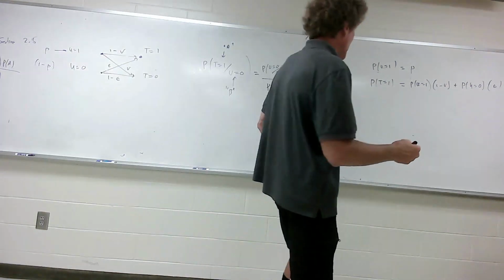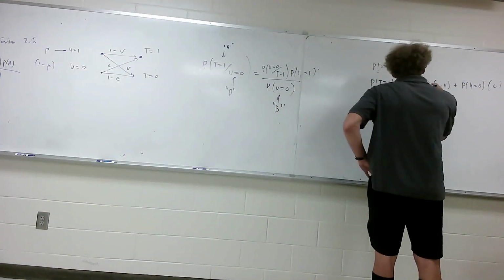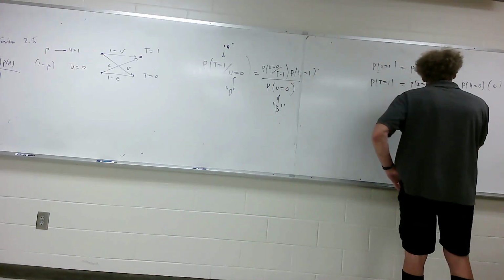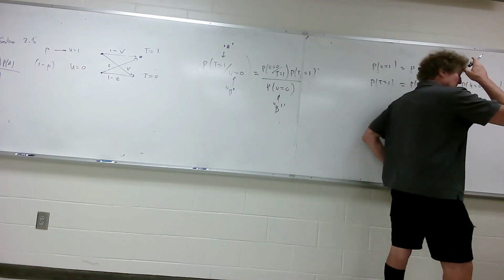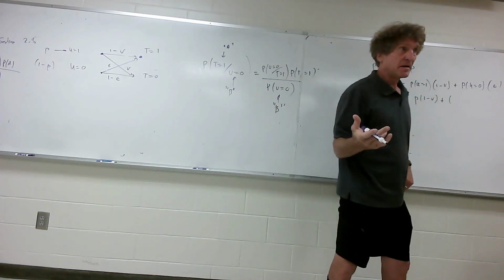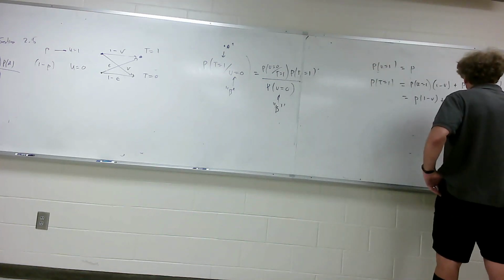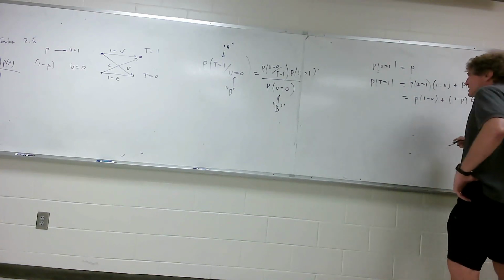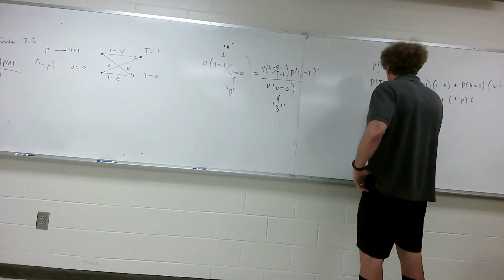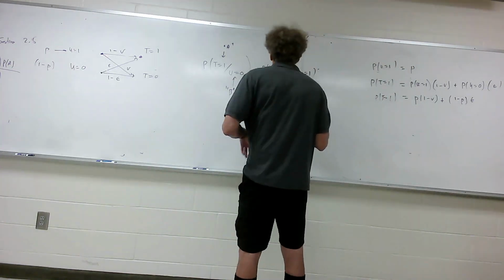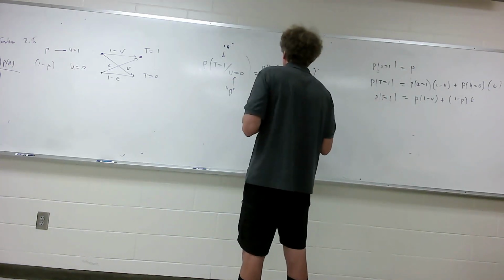Okay, now I put in the values, so what do I get? The probability of u equals 1 is just p times 1 minus v, plus the probability of u equals 0. What is that? 1 minus p times epsilon. So now I have the probability of test equal 1, and now I need the probability of u equals 0.